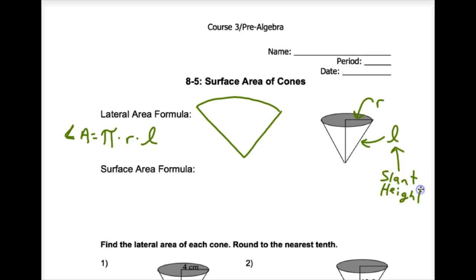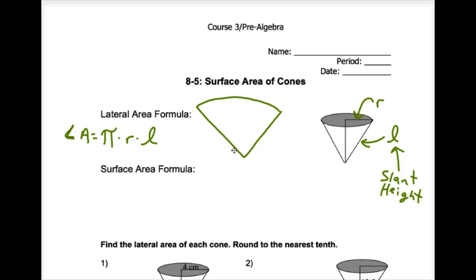The slant height is longer than the perpendicular height. Think about it, the slant height is a little bit longer than this perpendicular height. We use the perpendicular height for volume. We use the slant height for the surface area. Okay? All right, so what else?